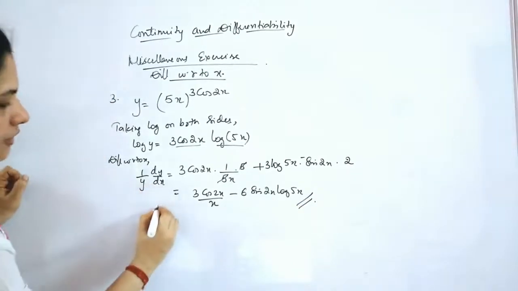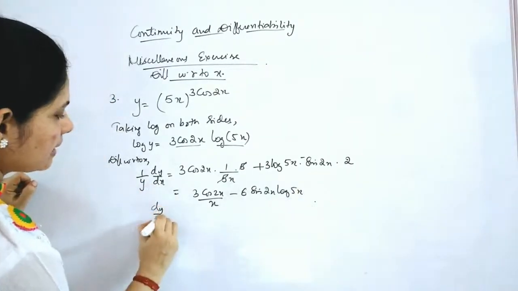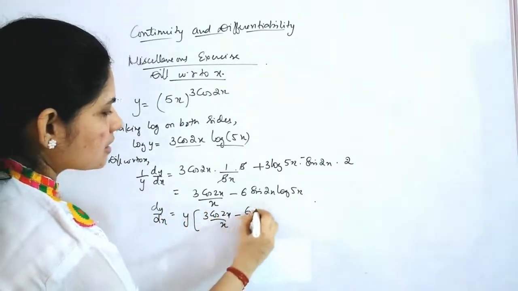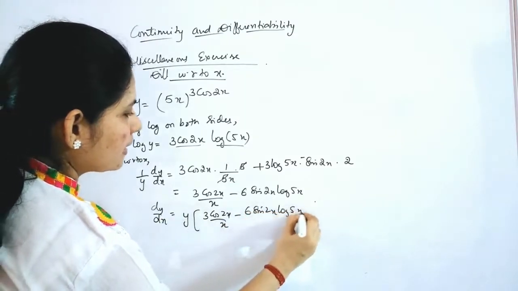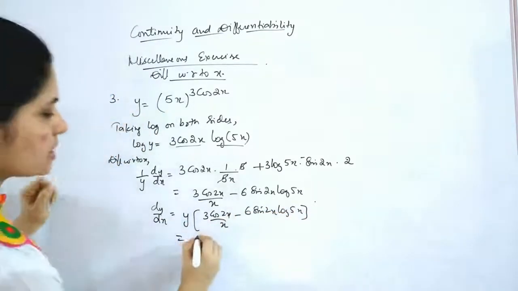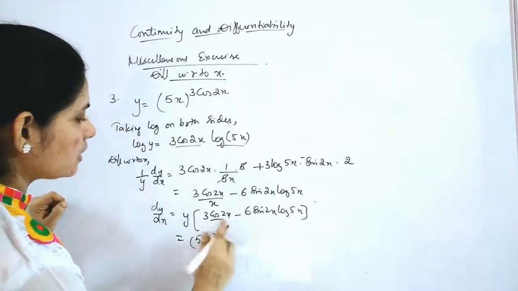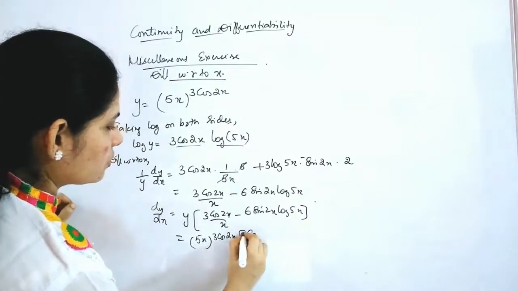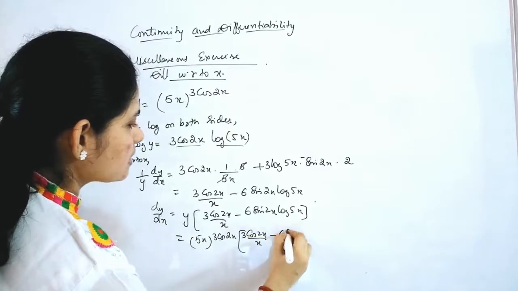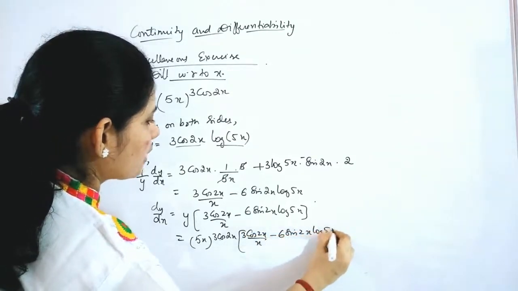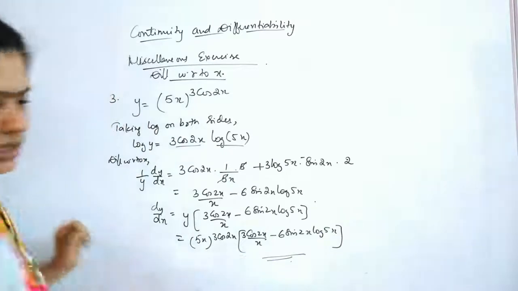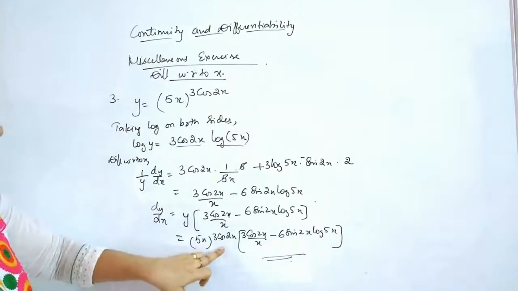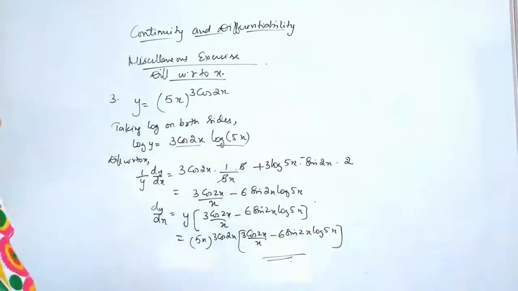You have this is 1/y dy/dx. So what is your dy/dx? You have y into 3 cos 2x/x minus 6 sin 2x log 5x. Replace your y with the question, which is (5x) the whole raised to 3 cos 2x into (3 cos 2x/x − 6 sin 2x log 5x). Now it is finished, because here you have dy/dx equal to y into the whole, that y is replaced with whatever is in the question. Okay.